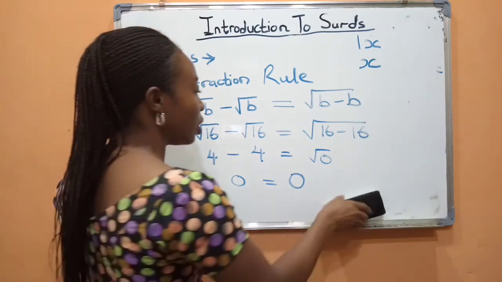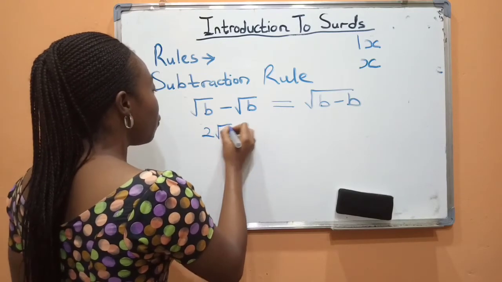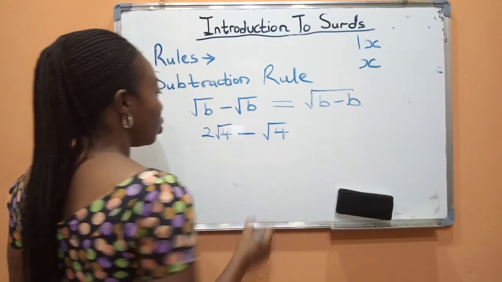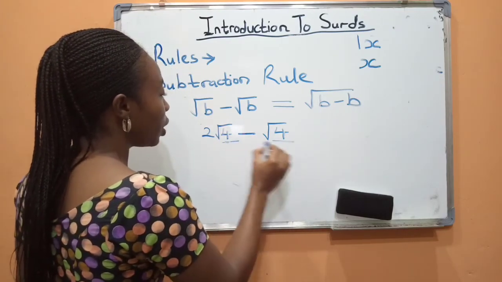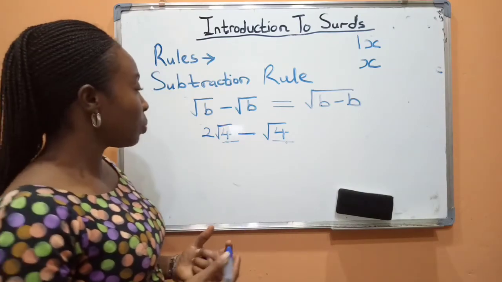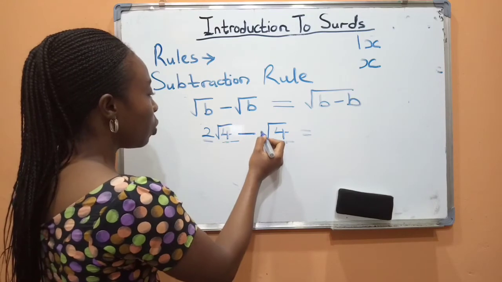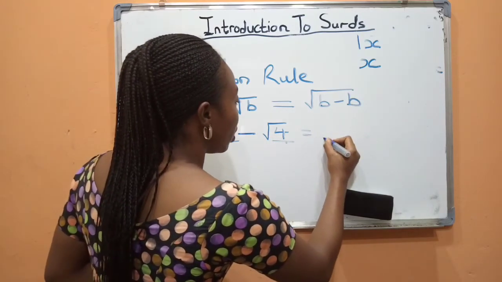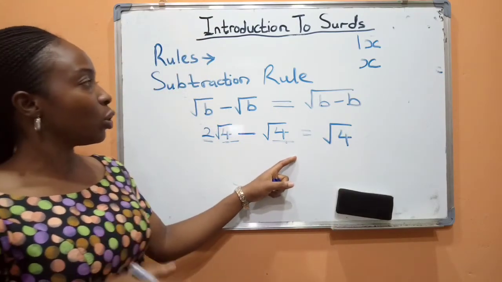Let's take a look at another example. When you have something like 2 surd 4 minus surd 4, because we have similar roots here, we have 4 here and we have 4, we can just subtract. It becomes 2 minus the 1 we don't write here. We get 1, which we don't necessarily need to write. So we have surd 4. Our result is surd 4.